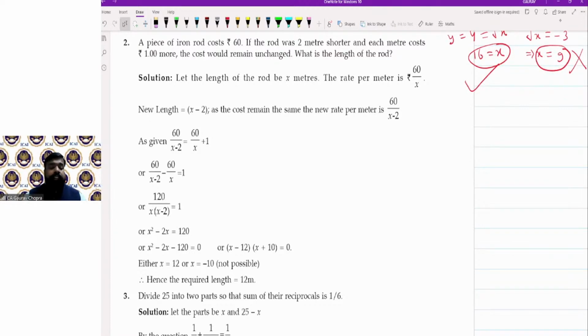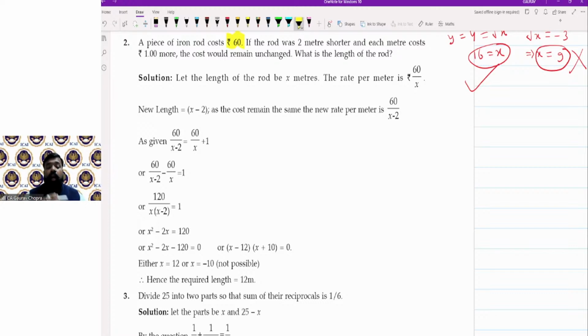Now comes the second one. A piece of iron rod costs rupees 60. आयरन रॉड का एक पीस हमारे पास अवेलेबल है और उसकी कॉस्ट 60 रुपीज है. So let us mark this. If the rod was 2 meters shorter and each meter cost rupees 1 more, the cost would remain unchanged.